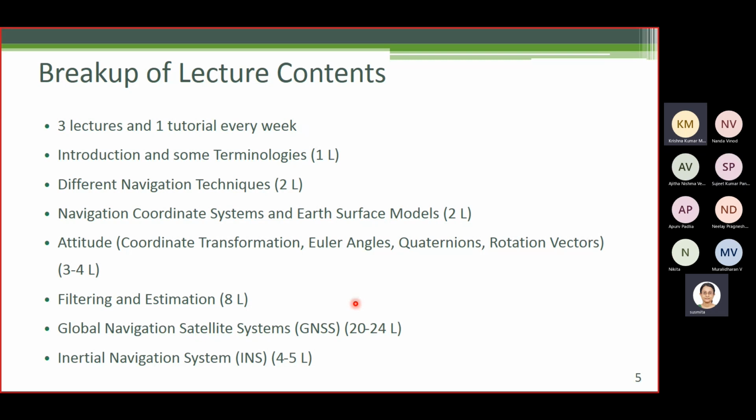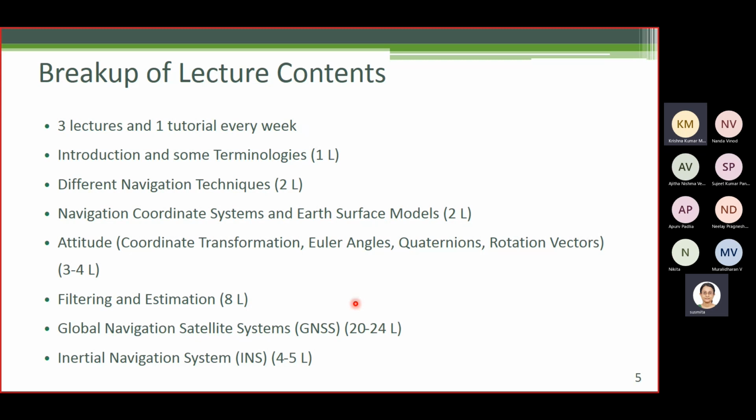Here we have the approximate breakup of lecture contents. So this is a 4 credit course. So you have 3 lectures and 1 tutorial class. But it may not happen that every week we'll have a tutorial class. Generally, Friday's second class is reserved as tutorial class. But sometimes we may have some theory part to be completed before tutorial. So we'll do that and then we'll have tutorial.